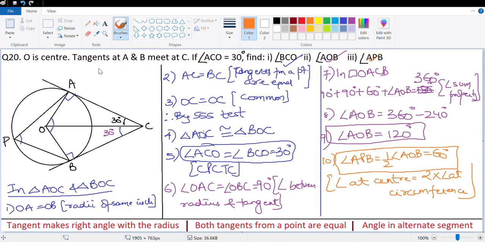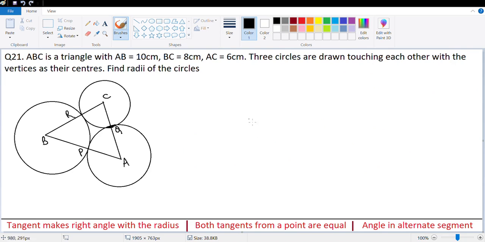The next question that we're doing is question number 21. ABC is a triangle with AB is equal to 10 centimeters. Okay, so this is 10. BC is equal to 8. Okay, and AC is equal to 6. Perfect. 3 circles are drawn. Find radii of the circle.